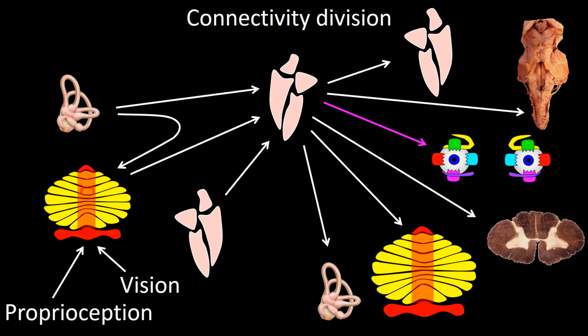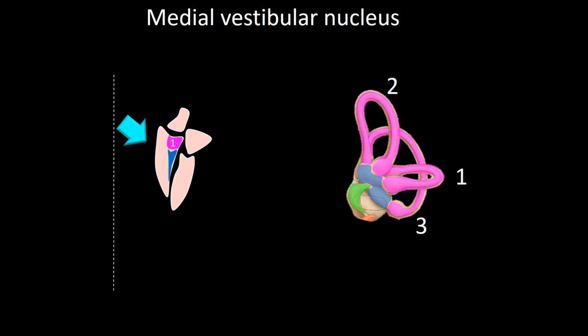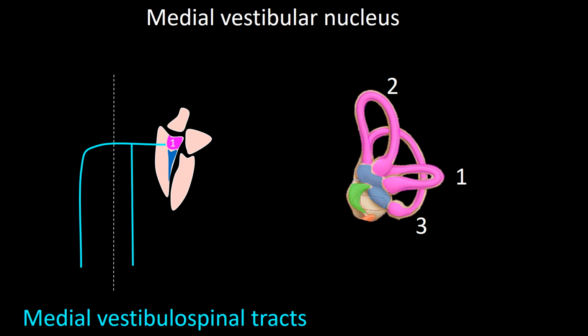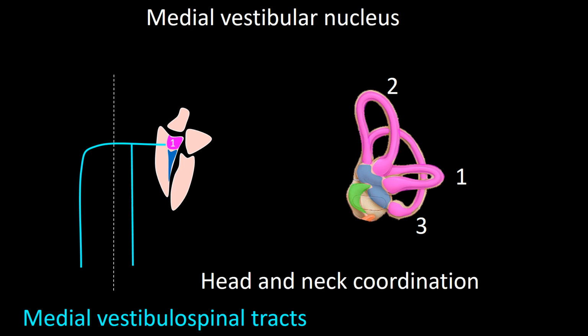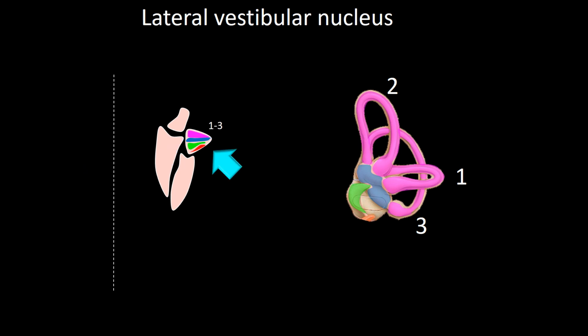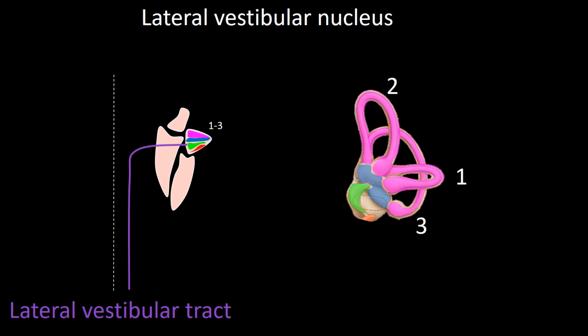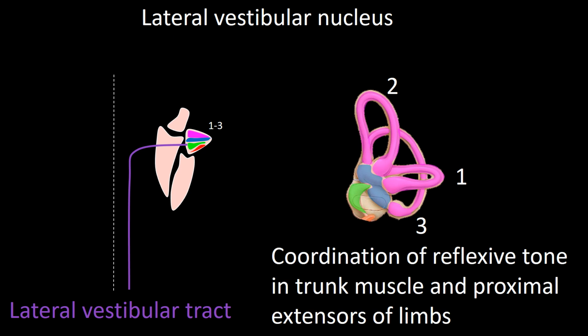So now that we have talked about the vestibular nucleus connection with the extraocular muscle nuclei, we will address the spinal connections. Axons from neurons in the medial vestibular nucleus give rise to the medial vestibulospinal tract that travels within and forms part of the caudal extension of the medial longitudinal fascicle. These tracts are concerned with head and neck coordination, especially with body-eye coordination. Axons from the lateral vestibular nucleus form the lateral vestibulospinal tract. This tract coordinates reflexive trunk tone and proximal limb extensor tone.